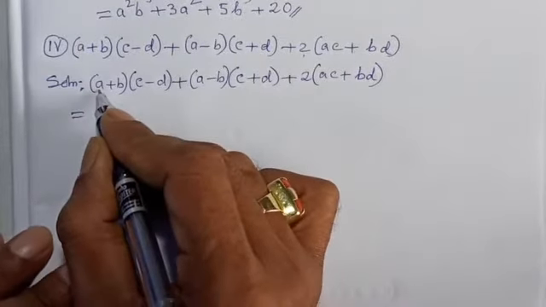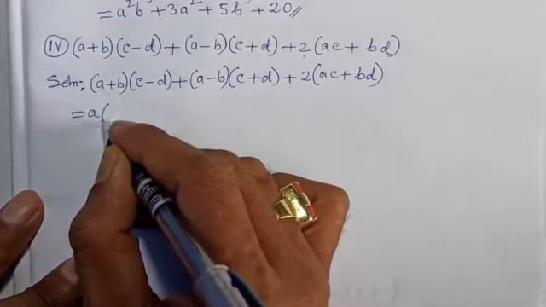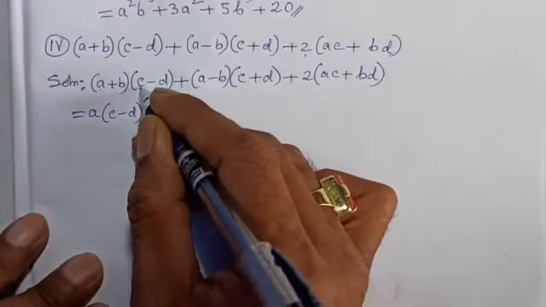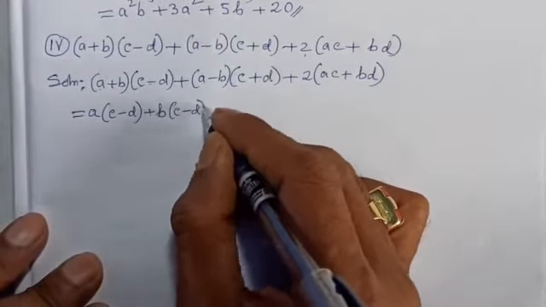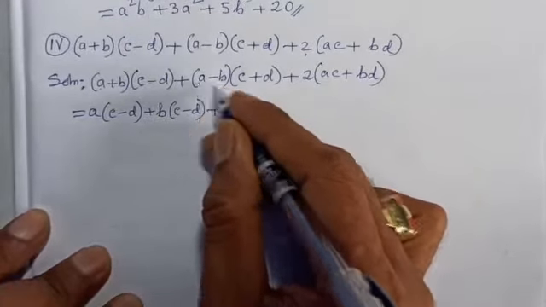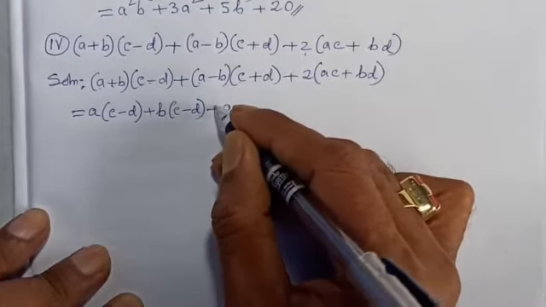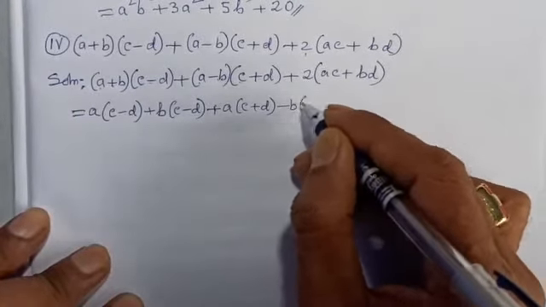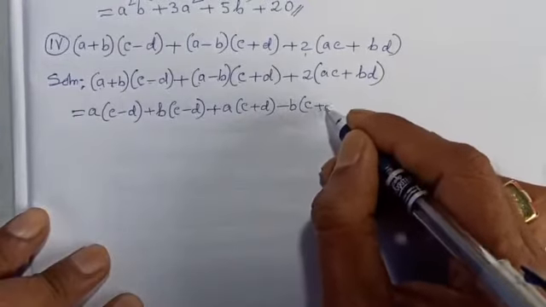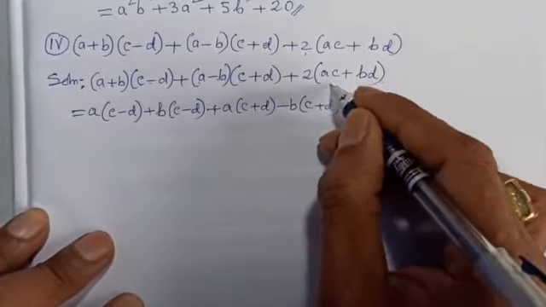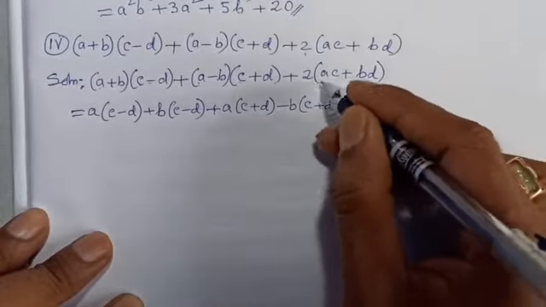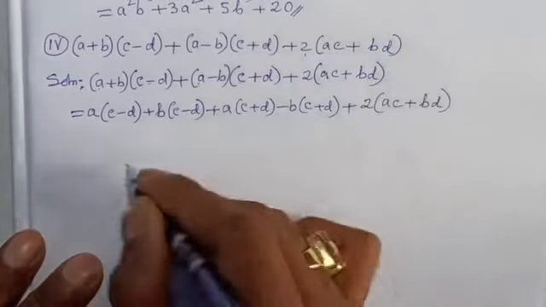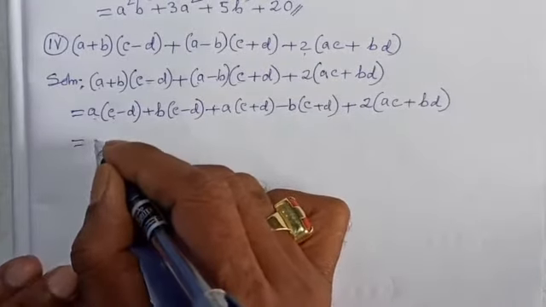Now this a will multiply c minus d, so a into c minus d. After that, this plus b will multiply c minus d. Then plus this a will multiply c plus d, so a into c plus d. Then this minus b will multiply c plus d. Plus next, let's write this 2, then ac plus bd. Understand?